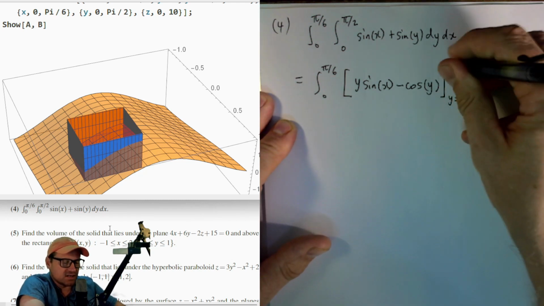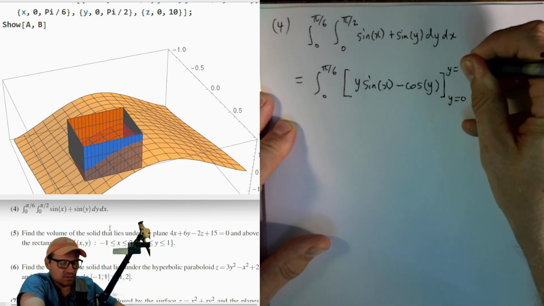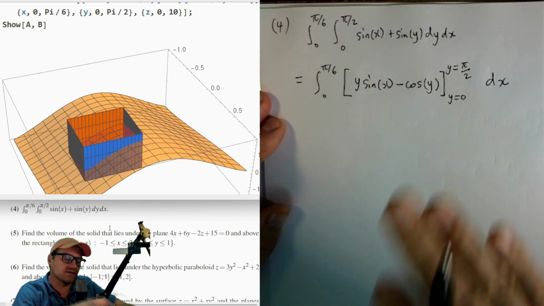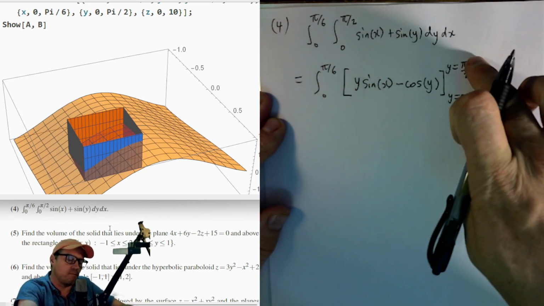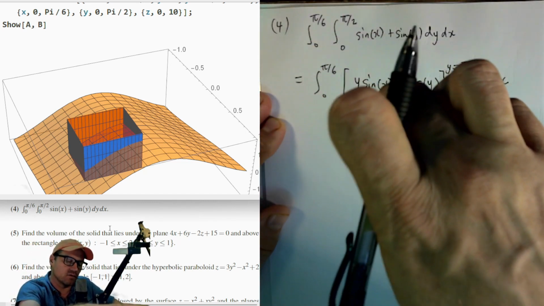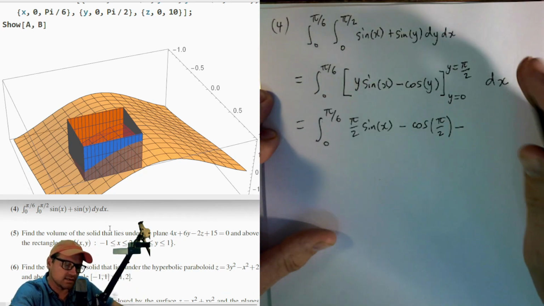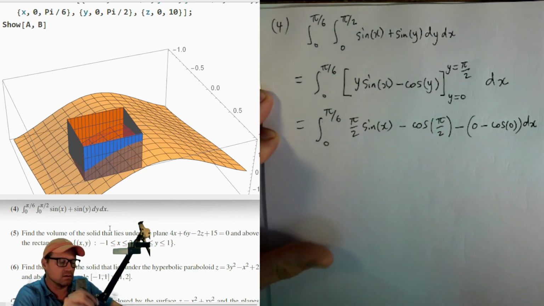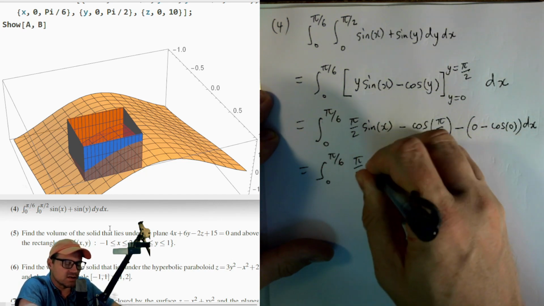And so y equals 0 to y equals pi on 2. And then we integrate the result with respect to x. Okay, so let's sub now y equals pi on 2 in for the y values. And now let's sub in y equals 0. Okay, so simplifying what we have here, we have pi on 2 sine x.